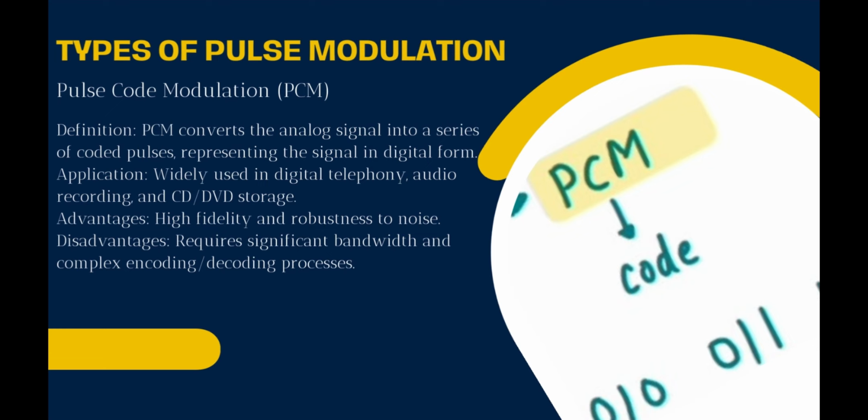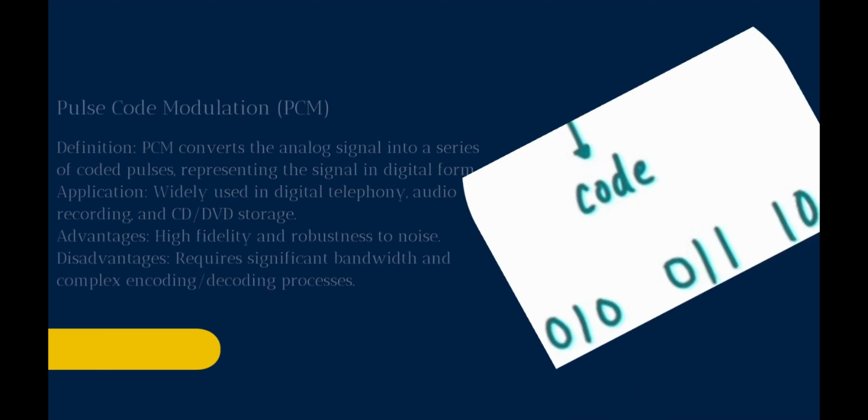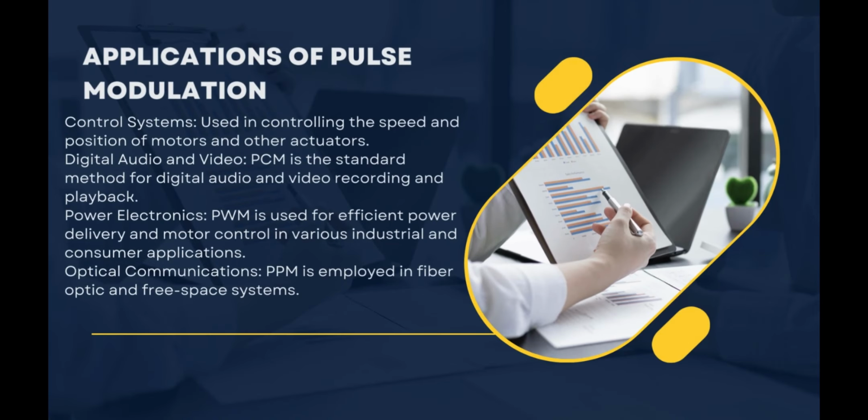Application: widely used in digital telephony, audio recording, and CD or DVD storage. Advantages: high fidelity and robustness to noise. Disadvantages: requires significant bandwidth and complex encoding and decoding processes. Applications of pulse modulation: in control systems, used in controlling the speed and position of motors and other actuators.